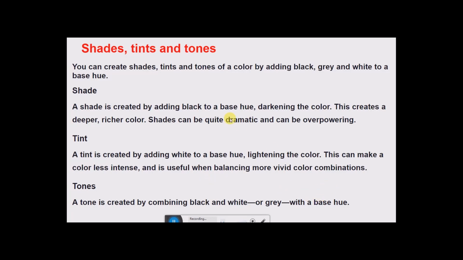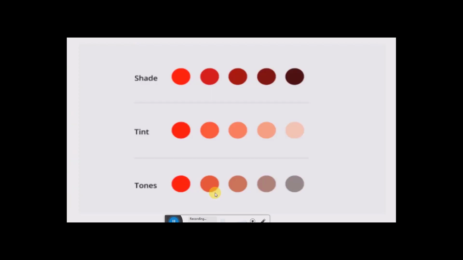So that is it. Shade, by adding black to your basic color. Tint, by adding white to your basic color. With tones, you adjust the tone of your color by adding either black or white or gray to your primary color, secondary color, or tertiary color. So this is a basic color, which is red. Here they've added black to it.